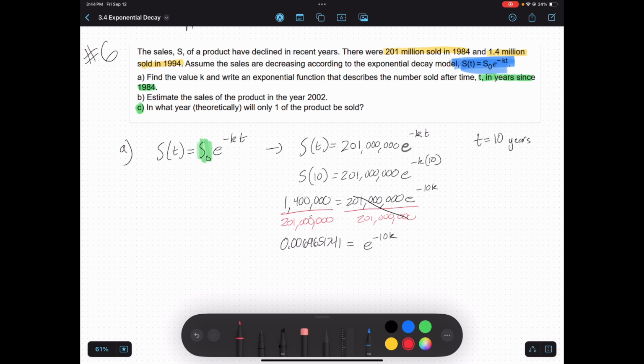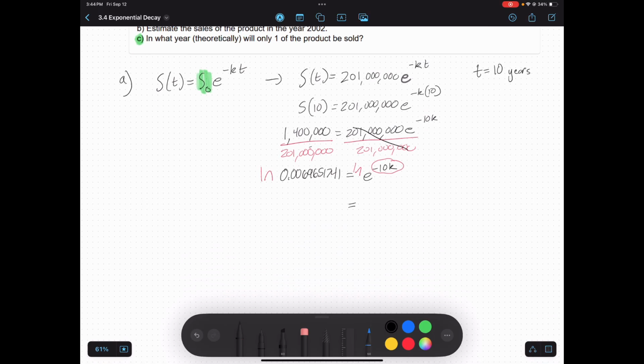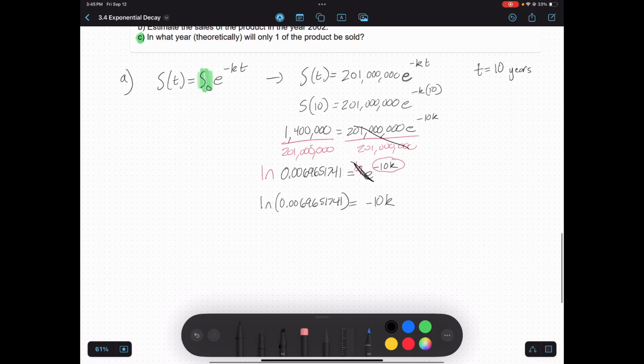Now what? Well, now I'm at this point where I need to get this out of the exponent, so I'm going to take the natural log of both sides. And I'm left with, remember, over here, the natural log and the e cancel out, so I'm left with negative 10k equals this natural log of 0.0069651741. I can go ahead and plug that into my calculator right now if I want to and get another really long value. Regardless, I should get about negative 4.96683266714 equals negative 10k. Last step is just to divide by negative 10.